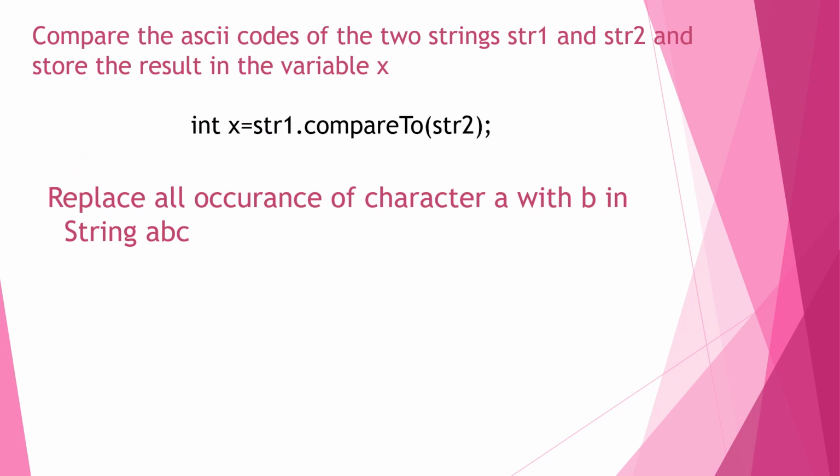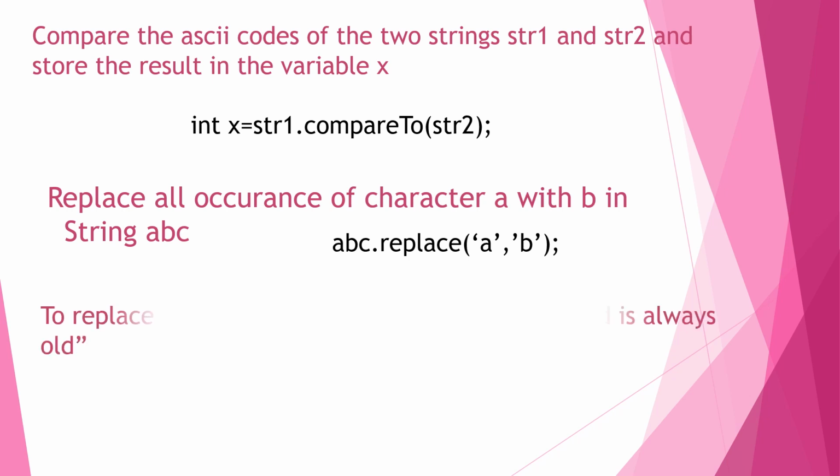Now replace all occurrences of character a with b in the string abc. If a name is given in the string, don't change the name because half to one mark can go. String name is given here, it is abc. So the answer is abc.replace('a', 'b'), single quotes because it is a character.